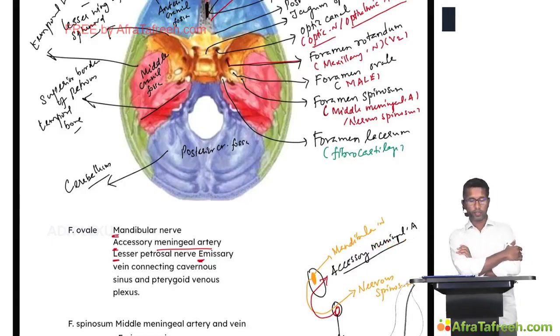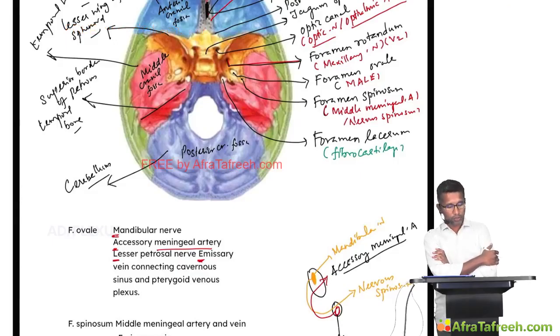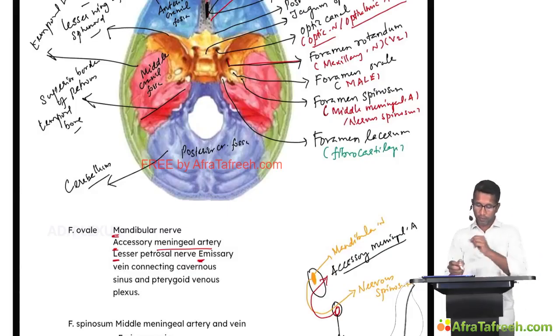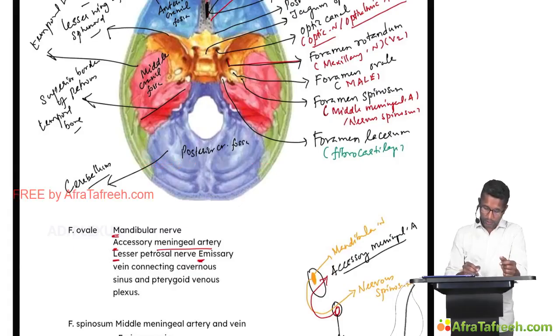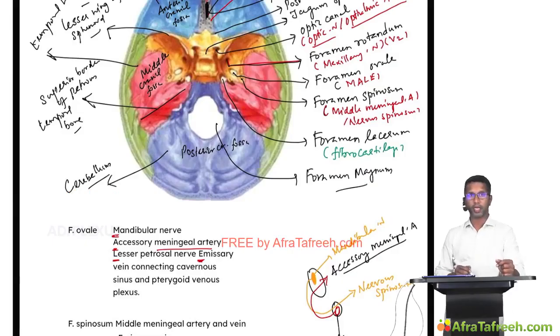Now when you jump over the petrous temporal bone, you land in the posterior cranial fossa. When you come to the posterior cranial fossa, you see a big foramen here. This foramen is called the foramen magnum. This is the largest foramen, that is why it is called foramen magnum.